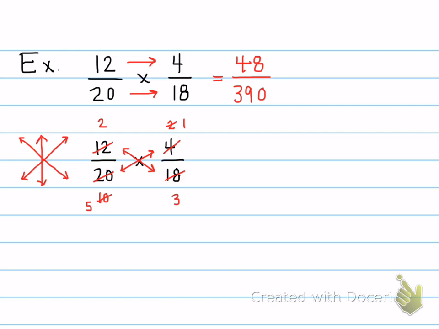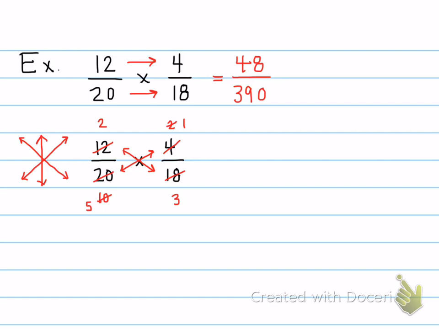You do need to check vertically. When I look vertically, I have a 2 and a 5 on the left side. Those can't be simplified. And I have a 1 and a 3 on the right side. Those can't be simplified. You cannot simplify horizontally. You need to remember that.